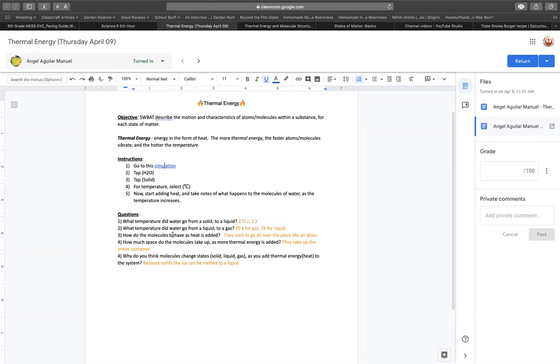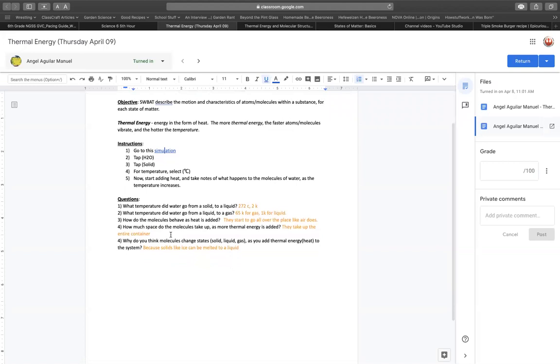And then how do the molecules behave as they heat up? Well, you should have seen them starting to move around more frantically, vibrating and spinning much more, moving around in a much more energetic fashion as you added heat. So you should have something like that written down. How much space do the molecules take up as you add more energy? Well, they take up more and more space.